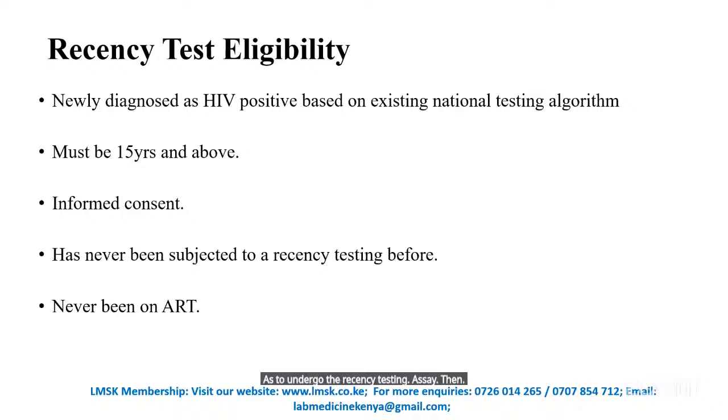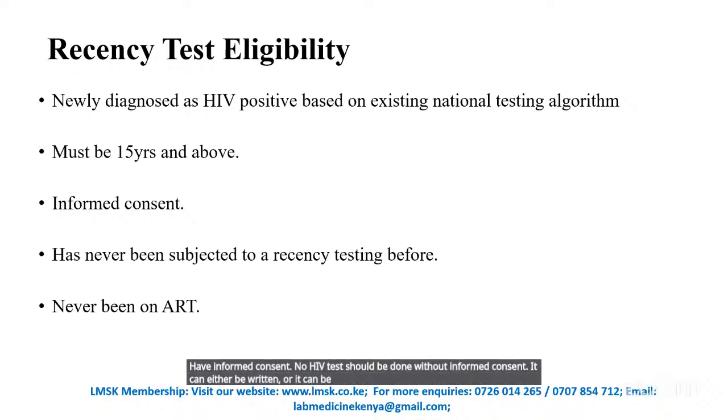Then our client must be 15 years and above. Why 15 years and above? For 7 to 14 years, the client can only give assent. The client cannot give consent. 15 years is a mature minor, and this client can give consent for testing, which cuts across even to HIV tests. Then they must have informed consent. No HIV test should be done without informed consent. It can be written or verbal consent.